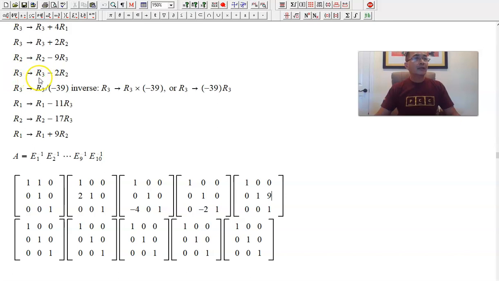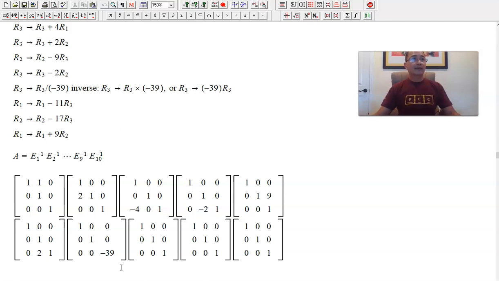So row 3 plus 2 row 2. So we will have plus 2 over here. The row 3 becomes negative 39 times row 3. So we multiply this by negative 39. Okay, not plus 39, minus 39. Okay, you keep the sign for a scale.